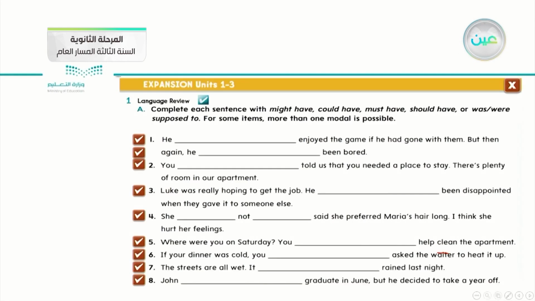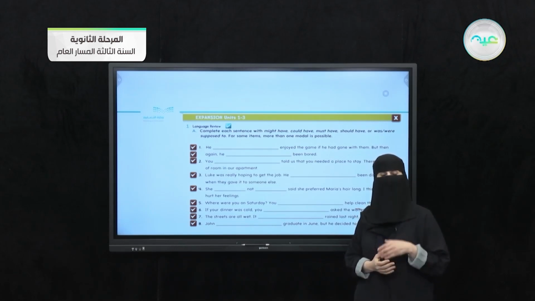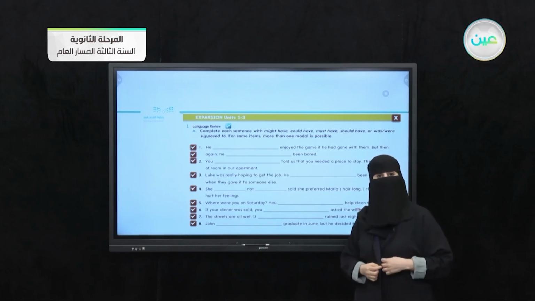Okay, on this question, at first, look at the title for the question. What do they want us to do? Complete each sentence with might have, could have, must have, should have, was or were supposed to. From the question, we can notice that we already learned how to use past modal verbs, past modal grammar, and how we apply it with this sentence.